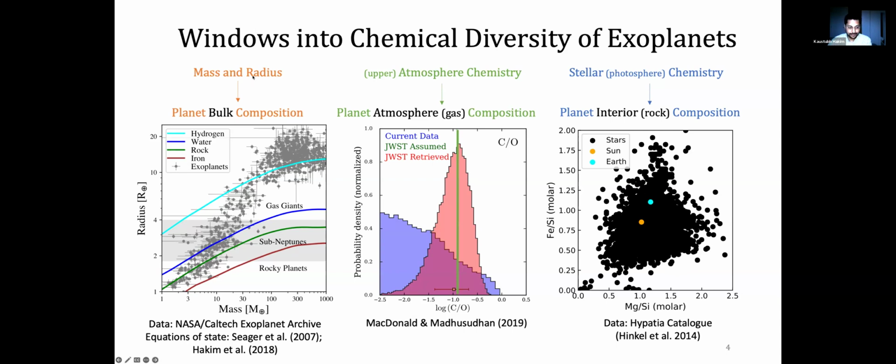So in principle, there are three windows. One gives you bulk composition, one atmospheric composition, and one interior composition. Of course, this is not an exhaustive list. There are many other indirect ways to infer chemistry.